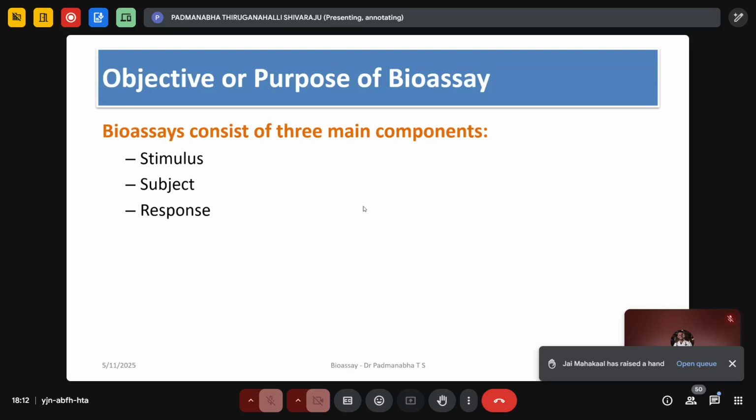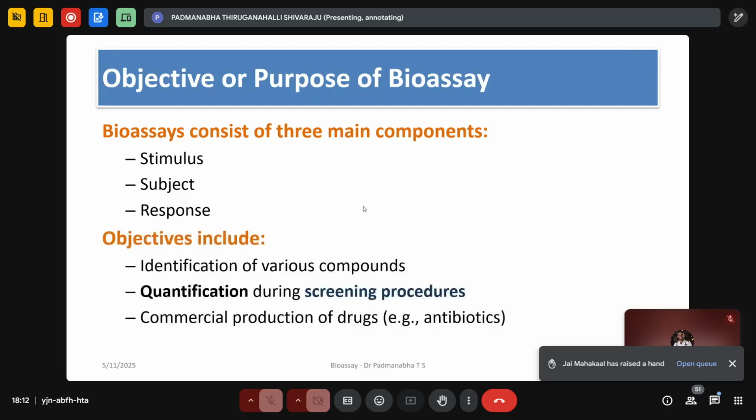The subject means the tissue or the cell line which we are using, and based on the stimulus which we give to the tissue, we're going to have a response. So these are three main components which we need to see under bioassay. Basically, it includes an objective where we're going to identify various unknown compounds. We quantify the unknown compounds during this screening procedure.